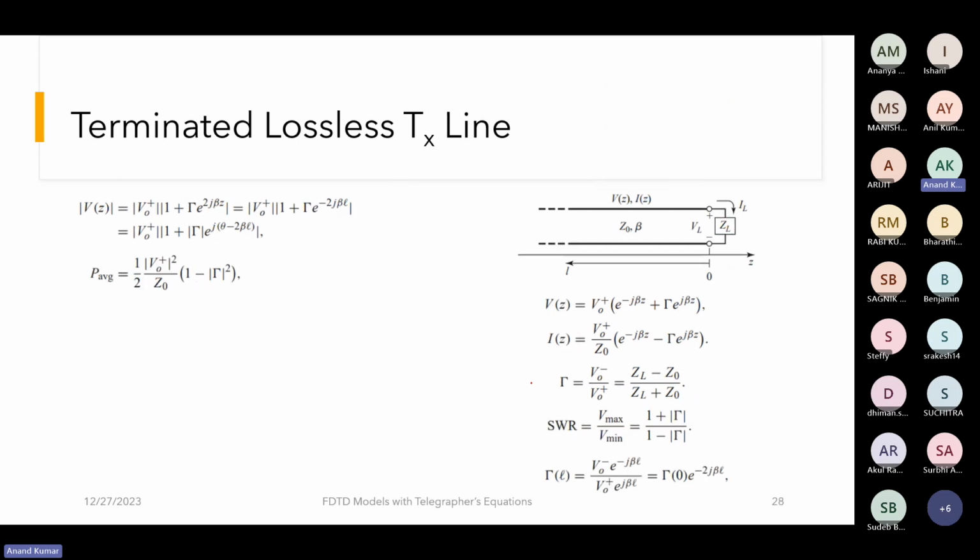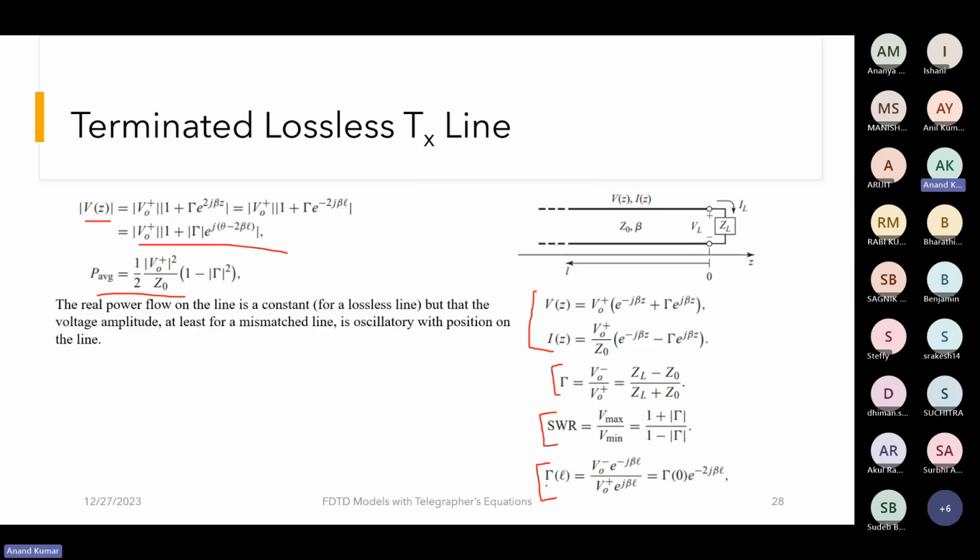proceed then. So we had derived the expression for voltage through the transmission line, and the expression for power through the transmission line. We had got the expression for voltage and current, the reflection coefficient, the standing wave ratio, and the generalized reflection coefficient. Now, the real power flow on a line is constant for a lossless line, but the voltage amplitude, at least for the mismatched line, is oscillatory.